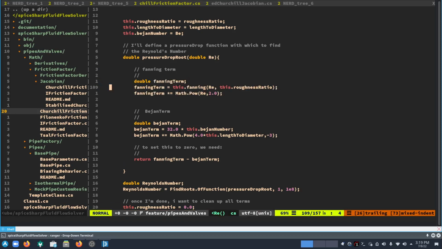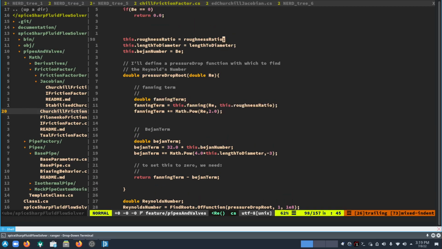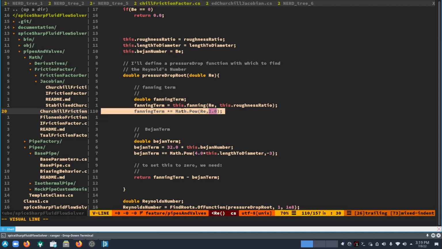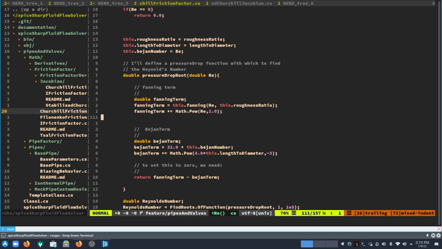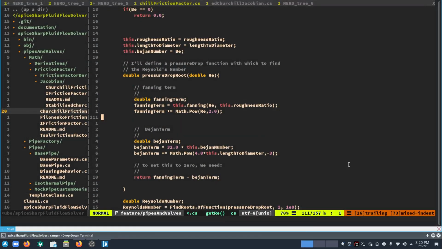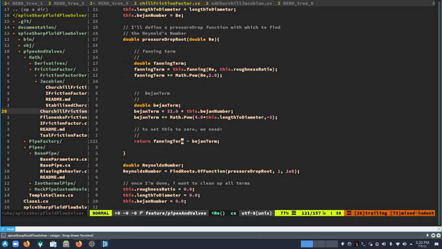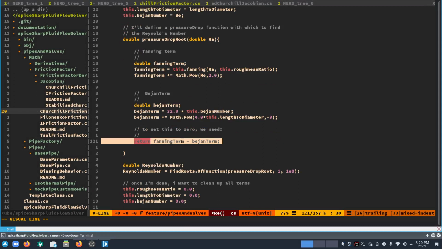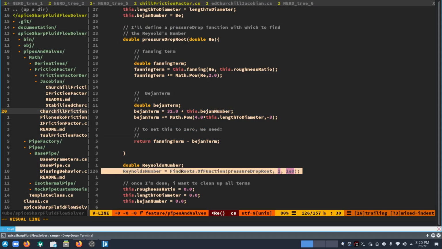I'll calculate the Fanning friction factor based on the Reynolds number and the roughness ratio. Again, I use the same trick of putting this into the class variables so that I can put it here. And then I will multiply it by the square of the Reynolds number, and this is what this line is doing right here: the Fanning friction factor times the Reynolds number to the power of 2, and that will be the Fanning term. I want to find the equation, and I'll return the Fanning term minus the Bijon term, and I'll try to find the roots here.